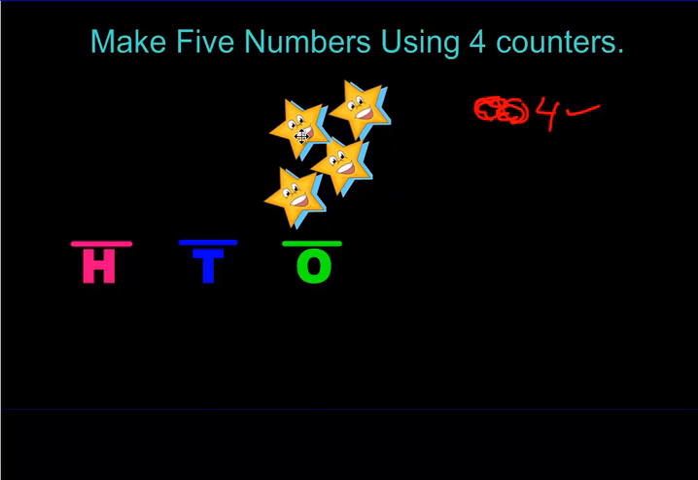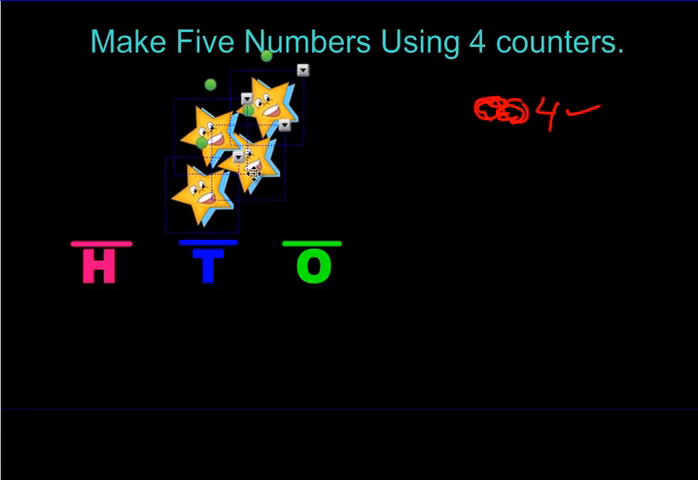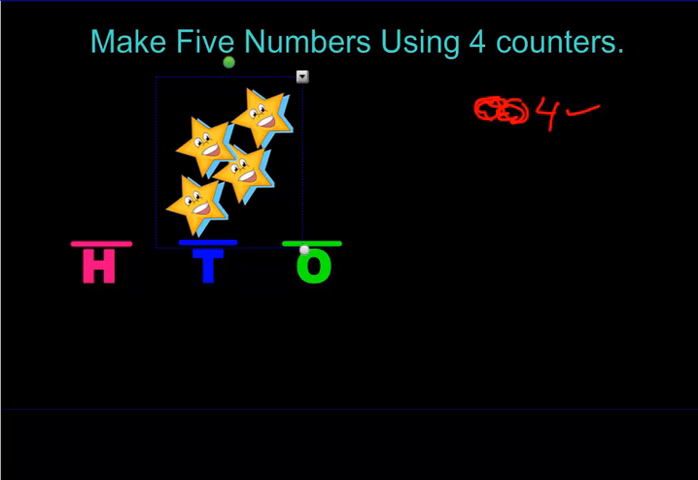What's another number we can make? Well, I could put one of them here and I could put 3 over here. What number does that make? Well, that makes 0, 1, 3. You know what? I'm going to do it a little differently. How about I take these 4 and I move them over here? What number does that make now?